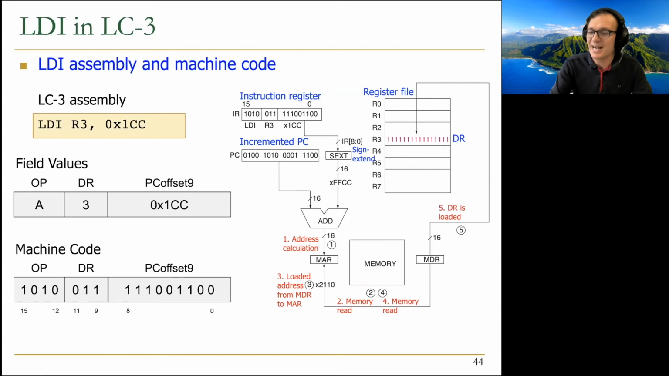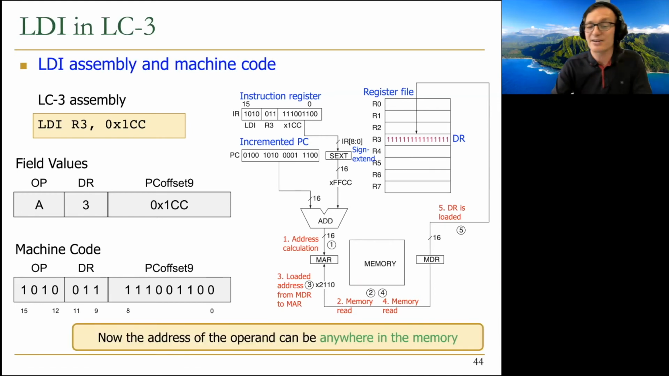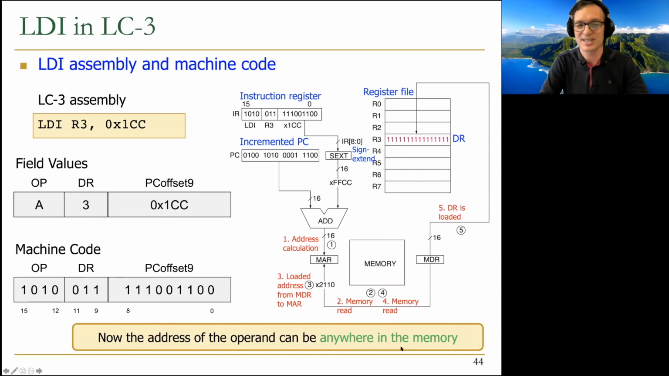Now the MDR has the data value that we want, and we use that to load the destination register, which is R3 in this case. So basically do two memory accesses, as you can see, because the first memory access is interpreted as a pointer to another memory location. Okay, so now the address of the operand can be anywhere in the memory. We can actually reach anywhere inside the memory, as you can see, right?